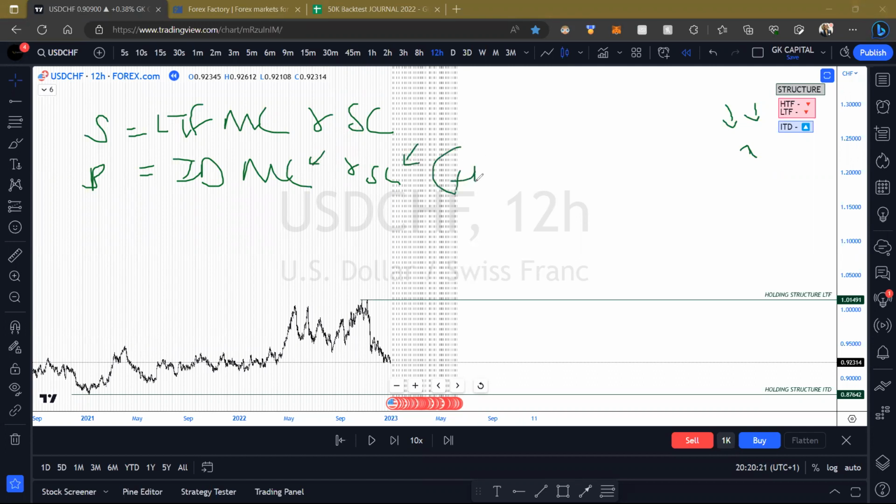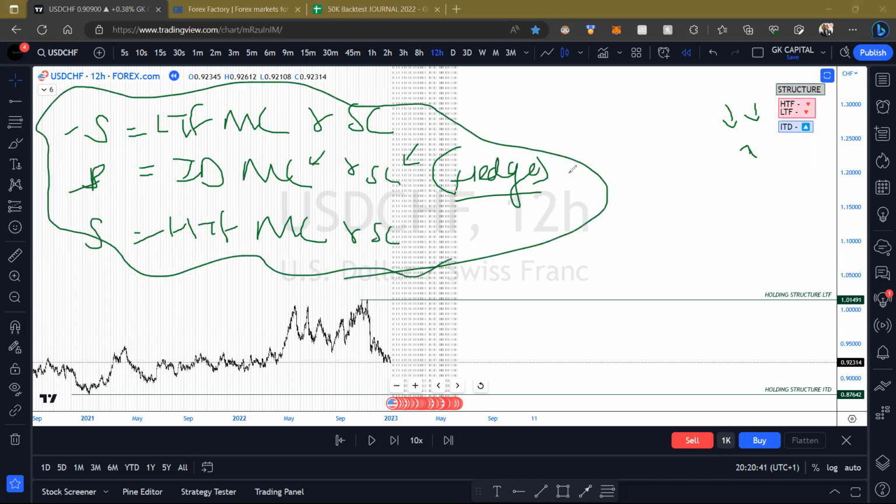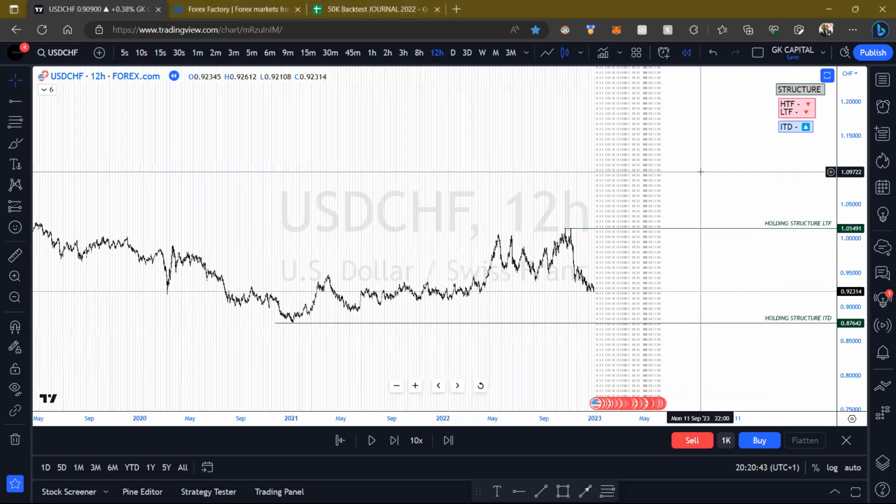Now that would be in the form of a hedge. So that's where I'll be buying. Sorry, that's where I'll be selling. That's where I'll be buying. I'll be selling once again at the high time frame mitigation candle and slingshot, and then I'll be looking for hedges in between. So that's pretty much my game plan. I already know what I'm going to be doing.